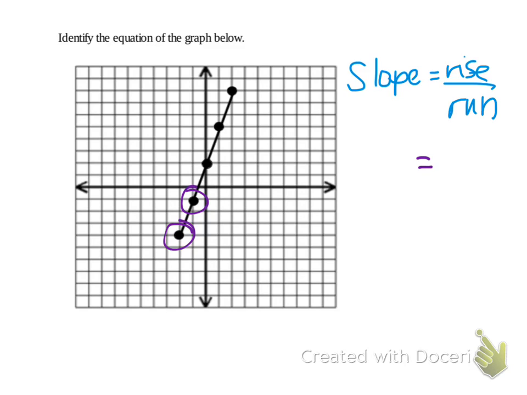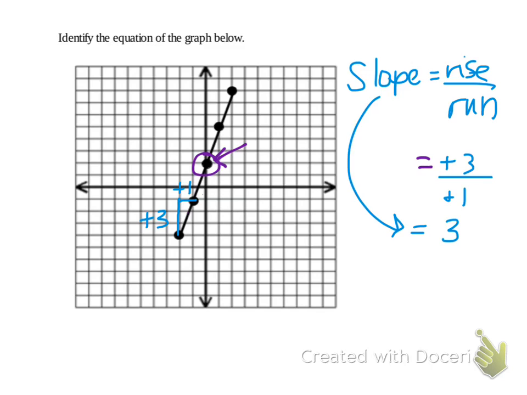I'm going to take my rise. Let me erase those lines. Here we go. I'm going to take my rise 1, 2, 3. So that's an up 3, so plus 3. And then my run, I went to the right 1, which is a plus 1. Divide each of those, that's 3. So now I know my slope is 3. I need to identify my y-intercept. My y-intercept here is positive 2. That is going to be b. So the y-intercept, where it crosses the y-axis, is 2.